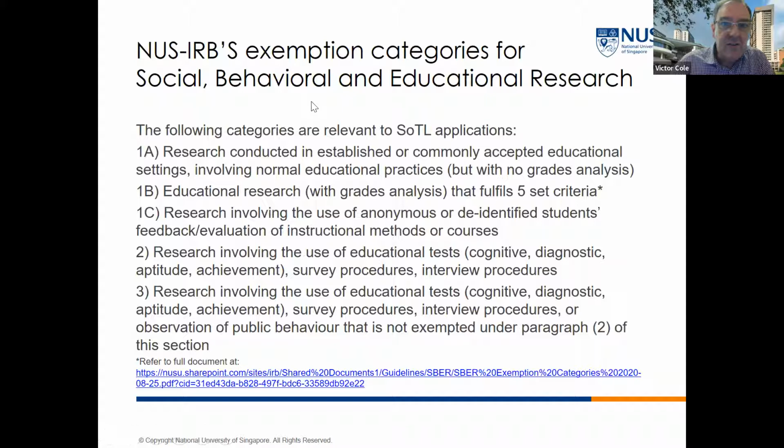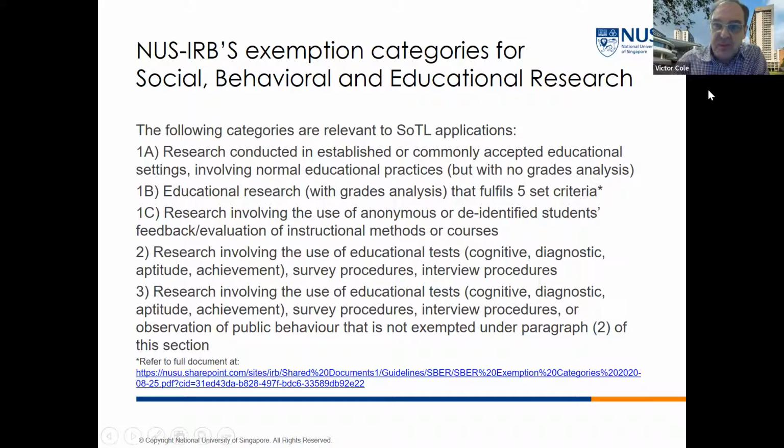Okay, so these are the criteria set out for social, behavioural, and educational research, which SoTL applications may fall under. There are others beyond these which are relevant to other dimensions of the SBER kind of research, but it seemed to me that the SoTL type of research would be captured under any one of these, essentially 5 categories here. Obviously, 1A is the primary one, research conducted in established or commonly accepted educational settings involving normal educational practices, but that one is with no grades analysis.